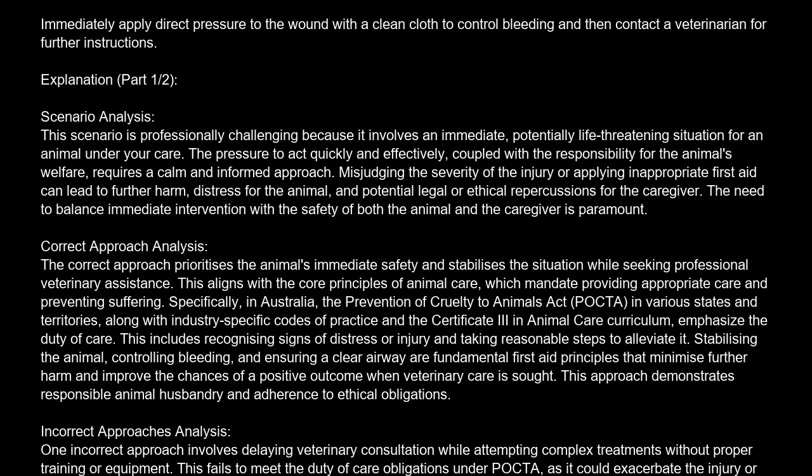Stabilizing the animal, controlling bleeding, and ensuring a clear airway are fundamental first aid principles that minimize further harm and improve the chances of a positive outcome when veterinary care is sought. This approach demonstrates responsible animal husbandry and adherence to ethical obligations.